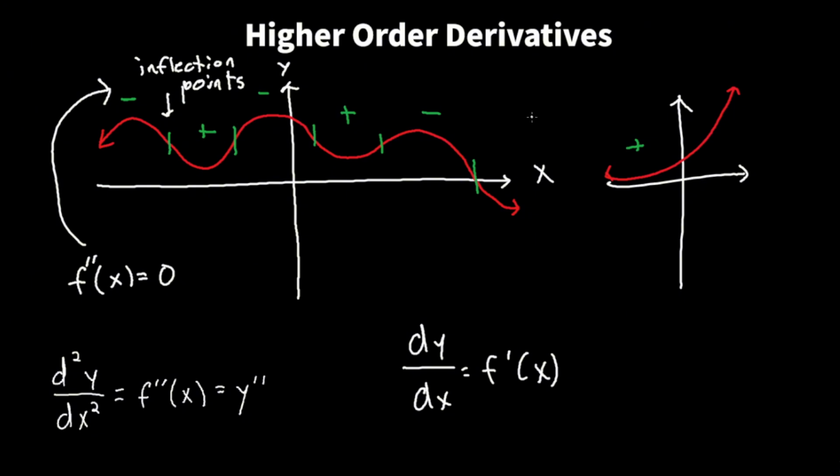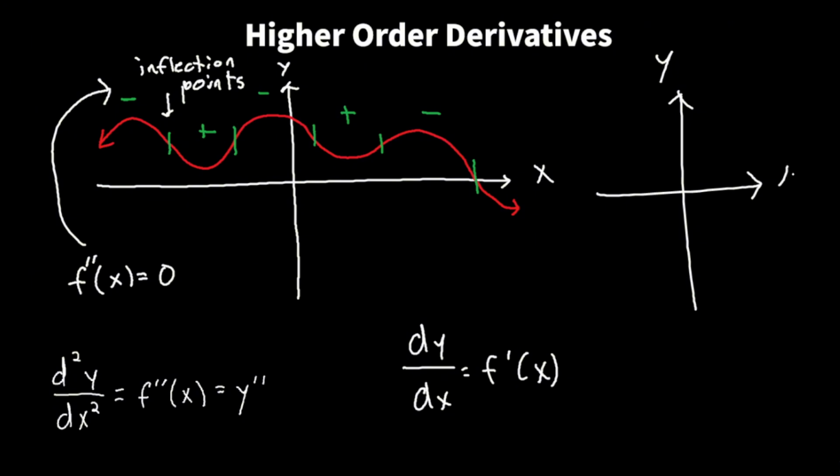Now, don't just think that when your second derivative is equal to 0, you're going to get an inflection point. Remember, inflection points are only when the concavity changes, so only when the second derivative changes from negative to positive. So for the function x to the power of 4, you could take your second derivative, and you'll get 12x squared. I'm just skipping some steps here.